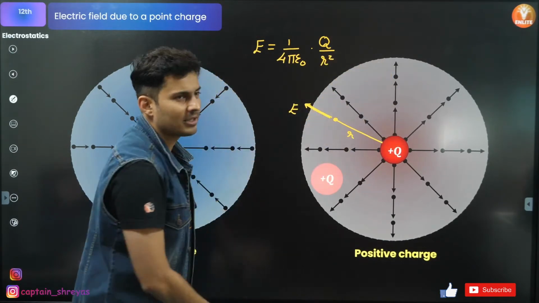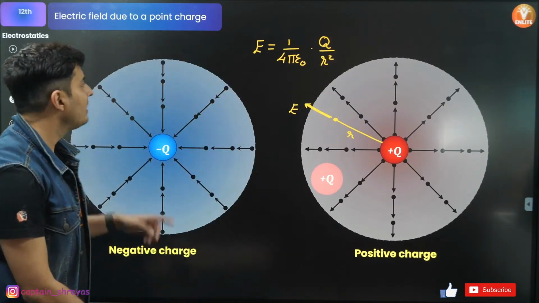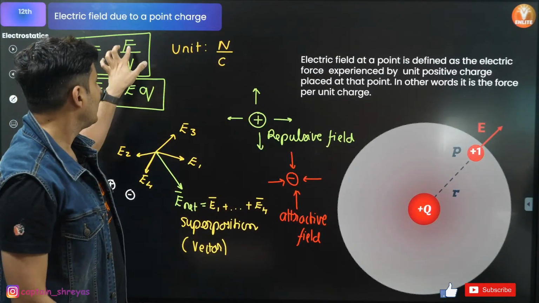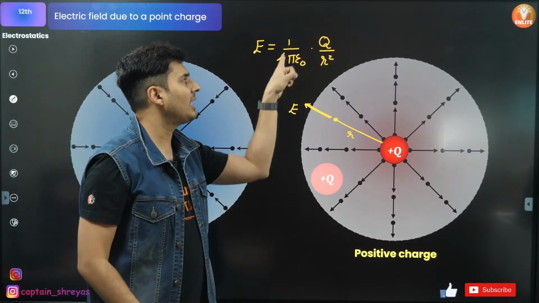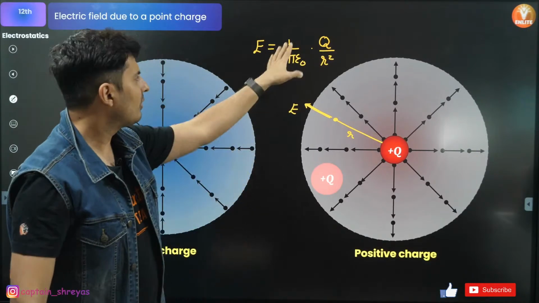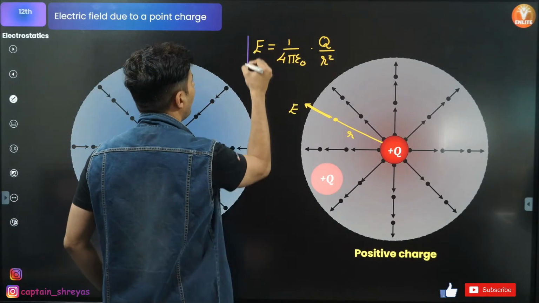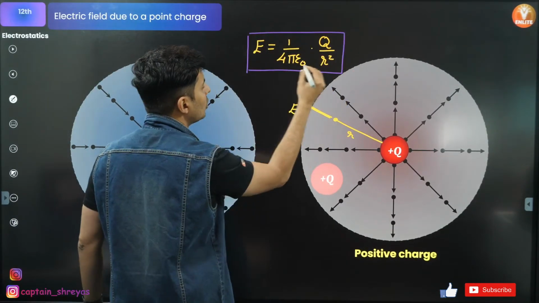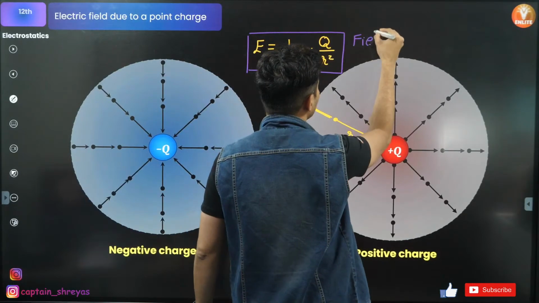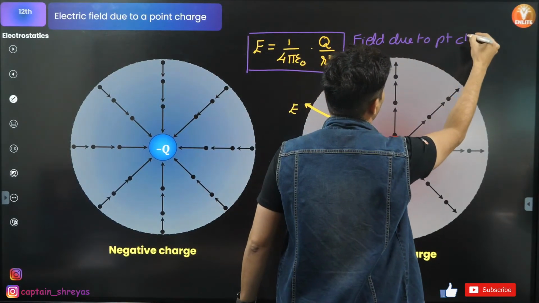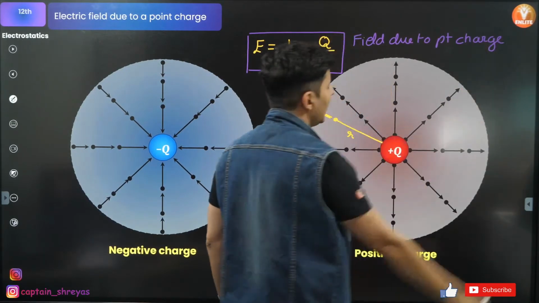There is no second charge because you have already divided it by small q. So that second charge has vanished in that force. So that's why it's just k q by r square, or 1 by 4 pi epsilon naught q by r square. So this is the formula for field due to a point charge. This is field due to point charge. Keep this in mind.